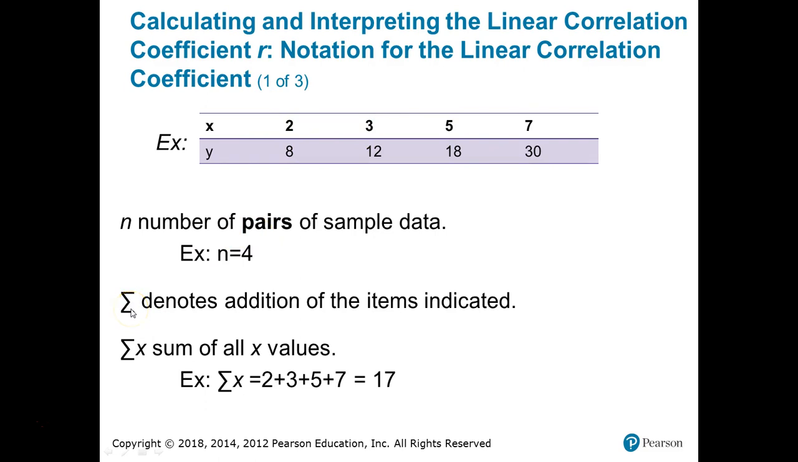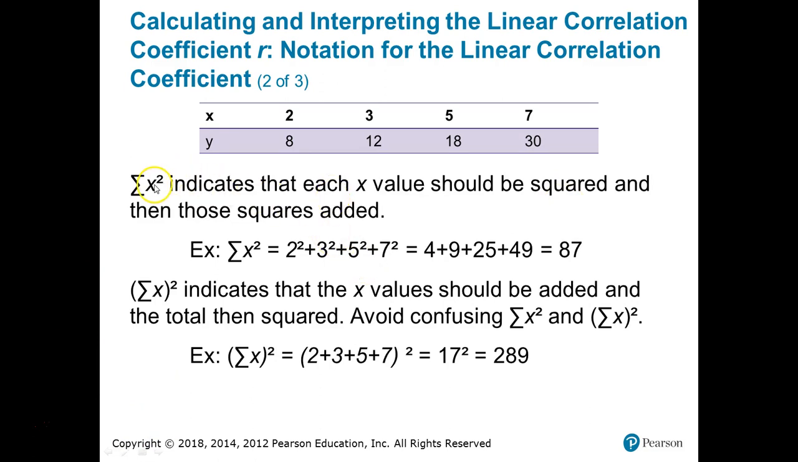This sigma right here represents the summation, so it denotes addition of the items indicated. So if we said summation x, it would be the sum of all the x values. If we said summation x squared, each x value is squared and then those values are added together. And if we said the quantity sigma x, squared, it would be add all the x values together and then square them. Note the difference between these two and their correspondingly different outputs as well.